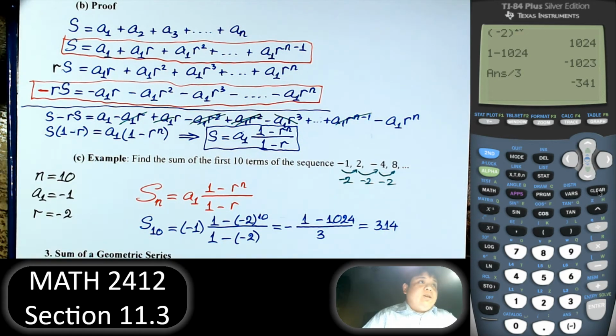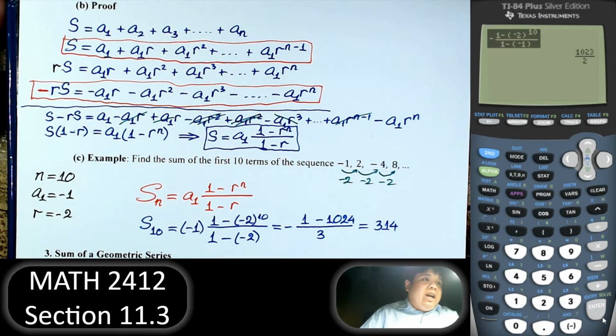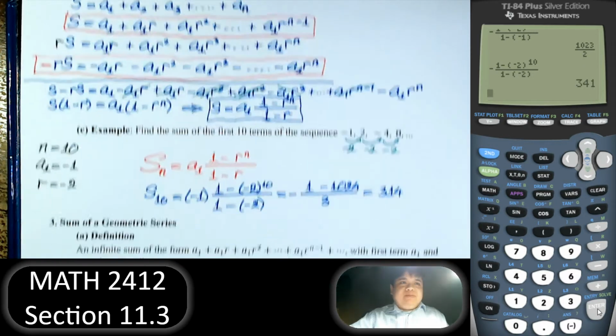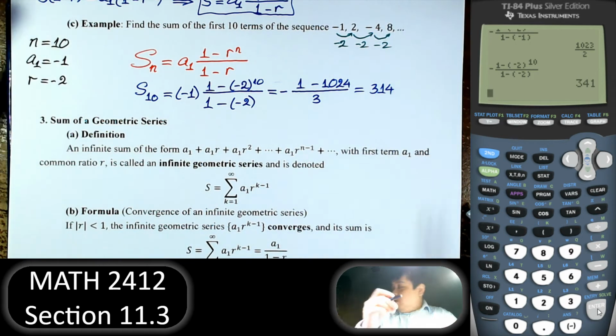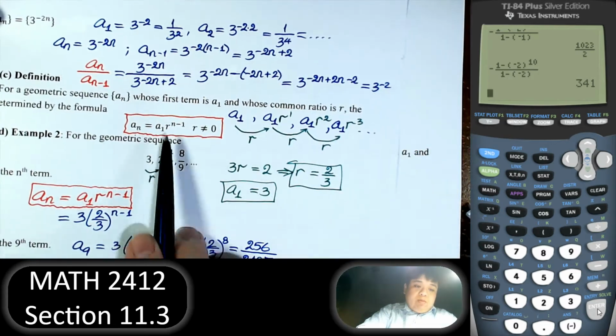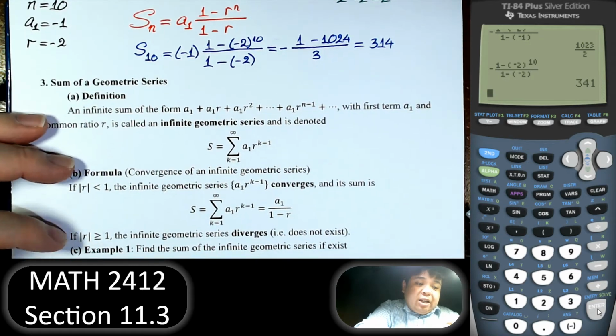Of course, we can just do this: negative, a fraction, 1 minus negative 2 to the 10 power over 1 minus negative 2. This is silly, but yeah, right, if we enter it correctly. Yeah, so that's what we have. So that is the sum of a geometric sequence. Very straightforward. We have the formula for the nth term of a geometric sequence, and now the sum of the geometric sequence. Now, next what we have is the geometric series.